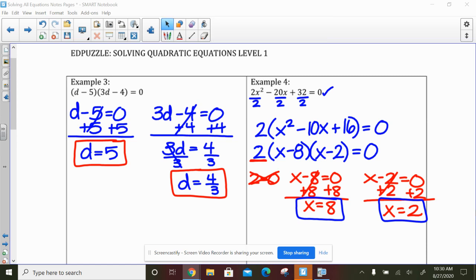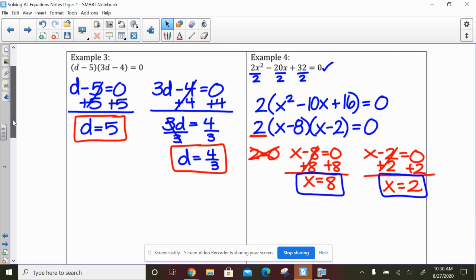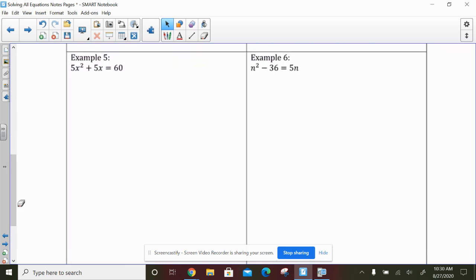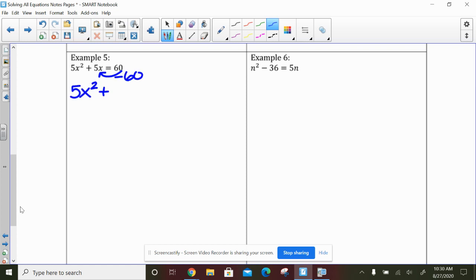Okay, so let's look at the other 2 examples real quick. All right, so example 5. First off, is it equal to 0? And it is not. So what I want to do, I want to take this 60 and move it to the other side. All I'm doing is moving it. If it had like terms, I would combine like terms with whatever. Okay, so to move this 60, I have to subtract. So that's going to give me 5x squared plus 5x minus 60 equals 0.